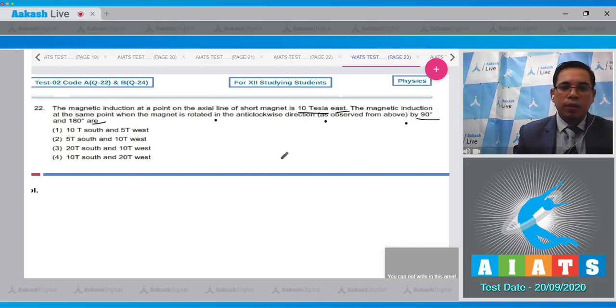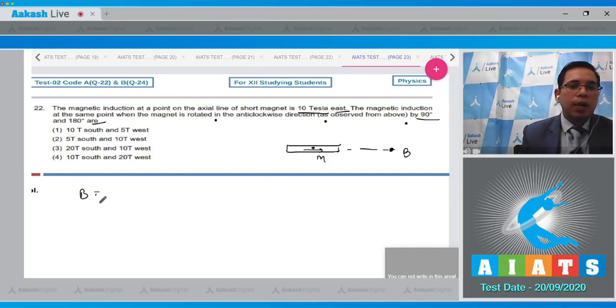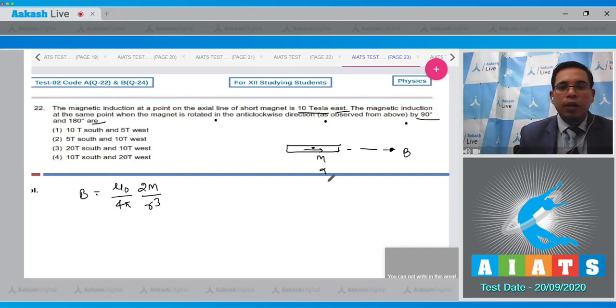Now dear students, we know that this is a magnetic dipole and here the moment is in this direction. Now at the axial position, this is the point and this is the center. Here B is given as mu naught upon 4 pi times 2m upon r cube. Let this distance be r. Now in this situation this is the B.